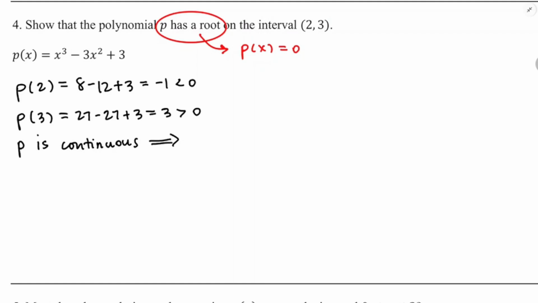As a result, I'll say, yes, p of x equals 0 in the interval 2 to 3, as it went from negative to positive.